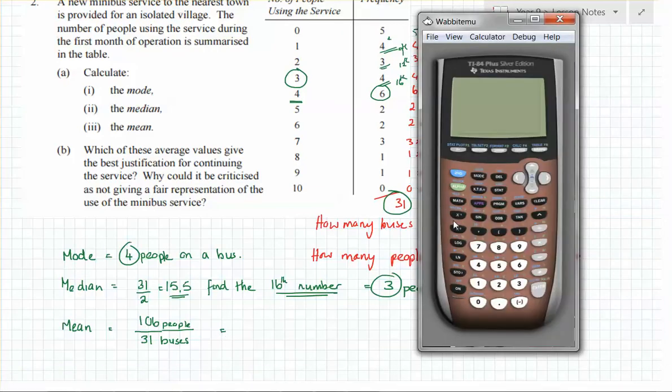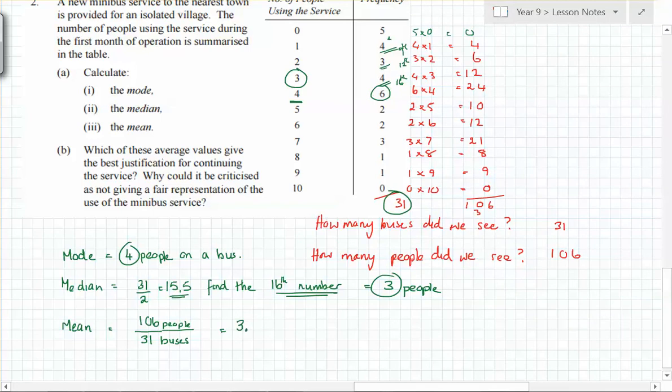So we have to do on our calculator 106 divided by 31. And what did you think the answer was? 2.9. It's actually 3.4. 3.4 people.